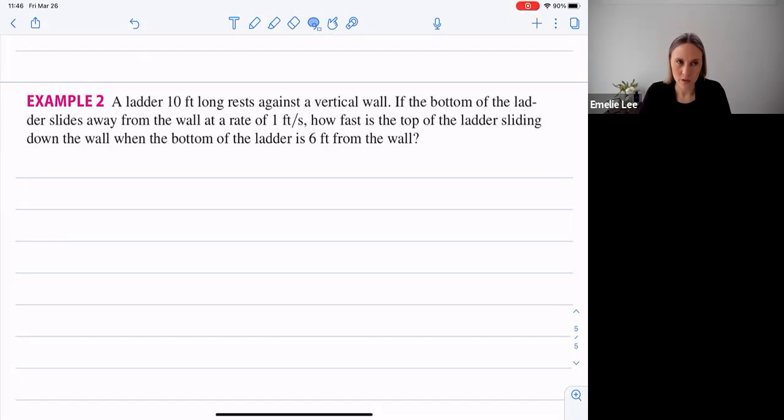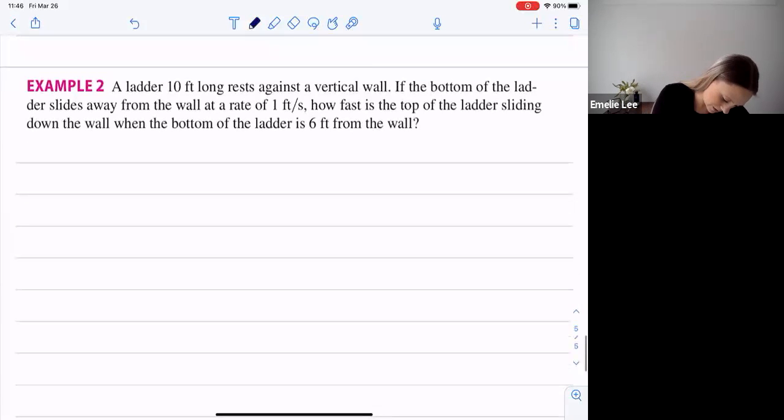Okay, so we've got a 10-foot long ladder. What I want you to remember is the length of that ladder is not going to change, right? It's leaning up against the wall, and then it starts slipping, and we're given the rate of change that it's sliding away from the wall. And we want to find how fast it is sliding on this axis. You can use whatever notation you want, but let's start by mapping this problem out.